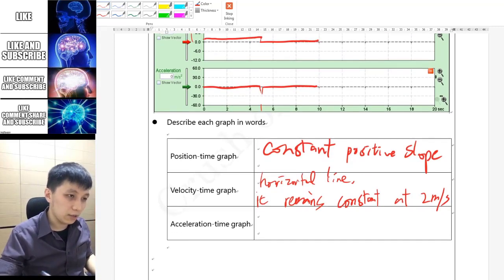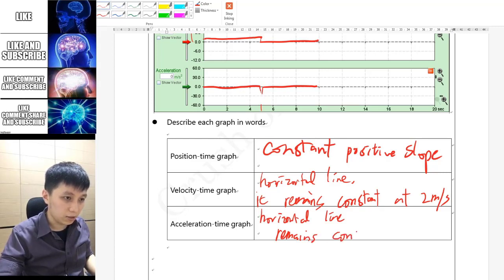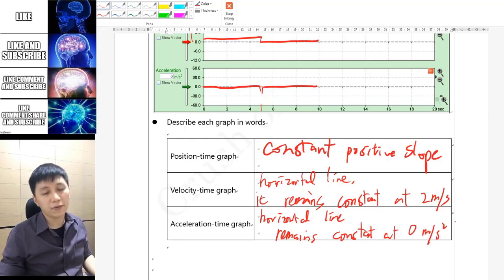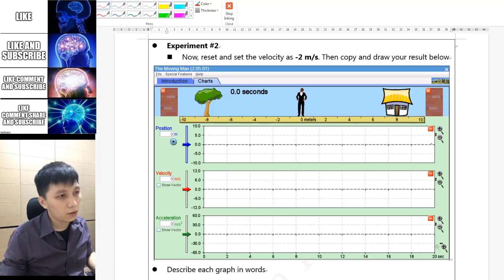For acceleration it is more or less the same, so you can also put down horizontal lines which remain constant at 0 meters per second squared. Very simple for the first trial.